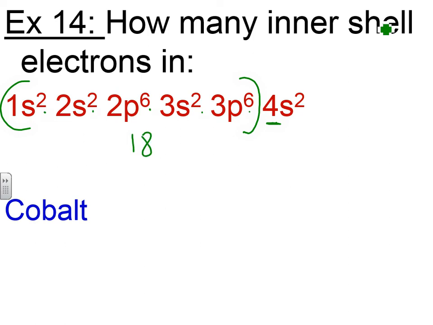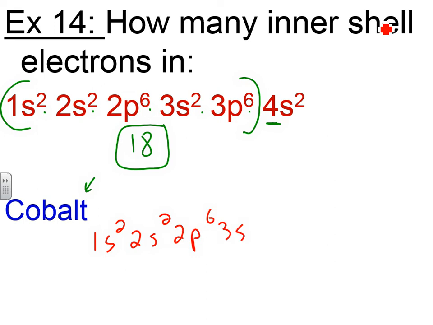Alright, how about cobalt? If we write out cobalt's configuration, I think we've done it earlier, that would be 1s2, 2s2, 2p6, 3s2, 3p6, 4s2, and 3d7. This is cobalt's full electron configuration. Now, ask yourself, what is the highest shell here? The highest shell is shell 4.